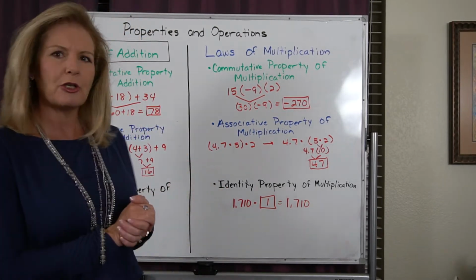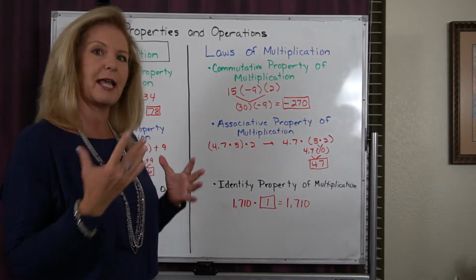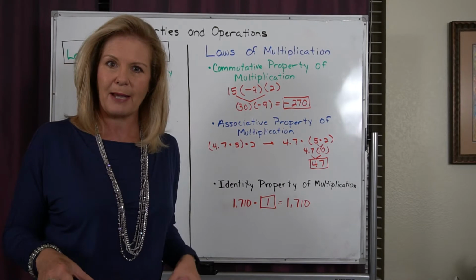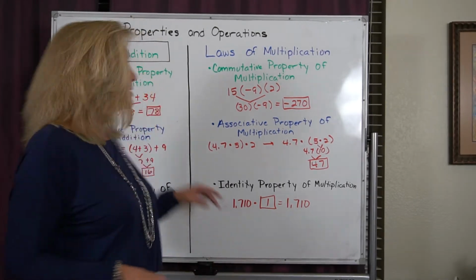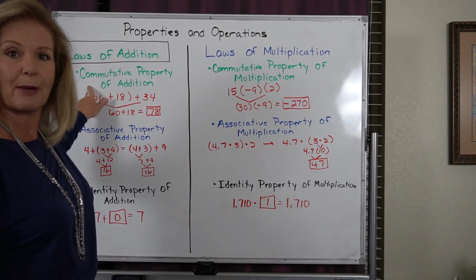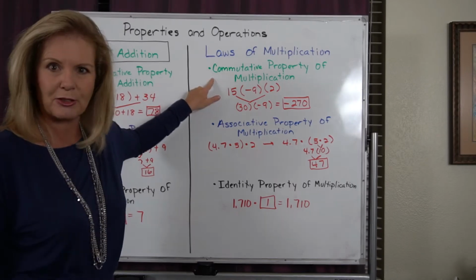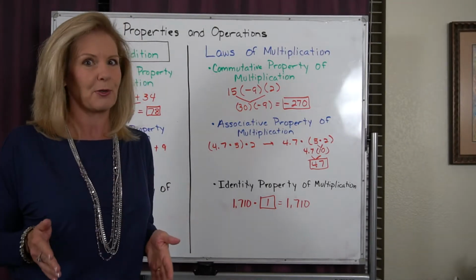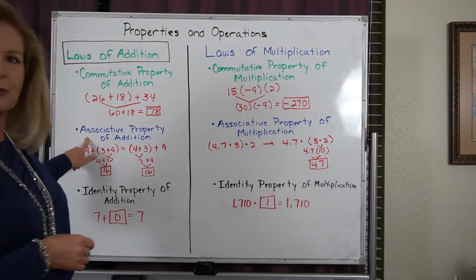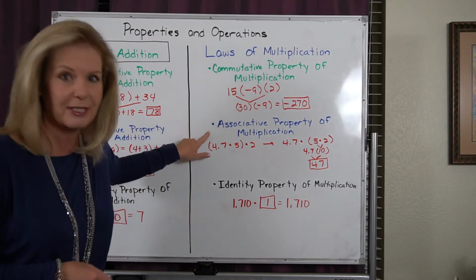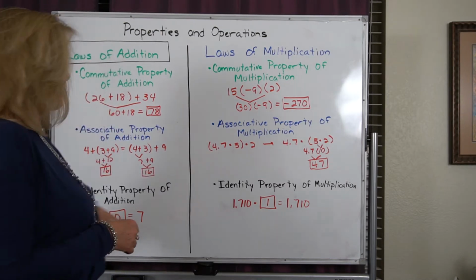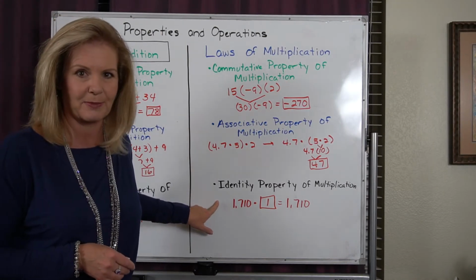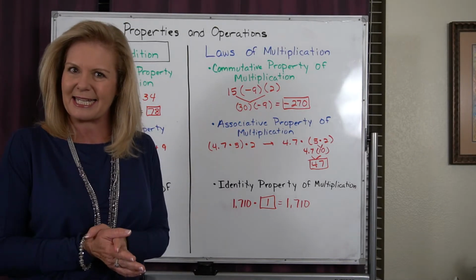We are only going to look at the laws for addition and multiplication, and there are 3 of each of them that we're going to look at. But what's great about them is they're all related. We're going to take a look at the commutative property of addition and the commutative property of multiplication. Notice the same names, they sort of work the same way. We have the associative property of addition and of multiplication, and we have the identity property of addition and of multiplication. So that kind of makes it easy.